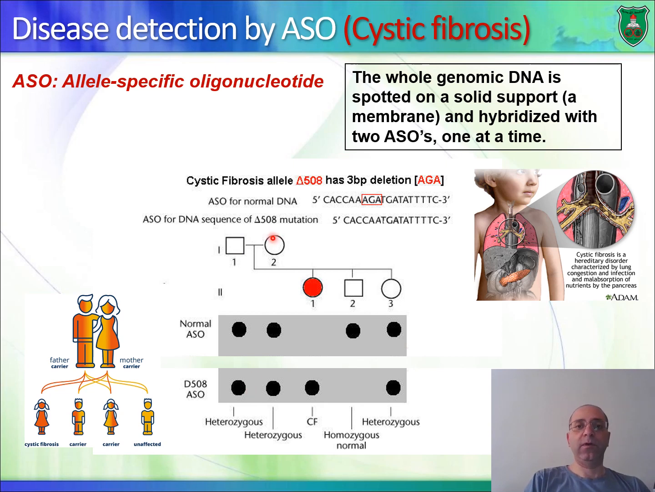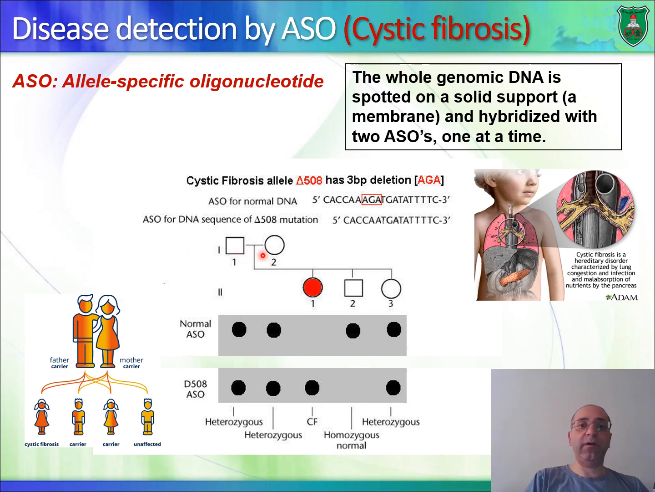Look at the mother now. There's a signal coming out when the normal oligonucleotide was added and when the mutated oligonucleotide was added. This means that the mother is also heterozygous. We call them a heterozygous person. Especially if we're talking about an allele that causes a disease, we say that the person is a carrier. That is, a person is not really affected.